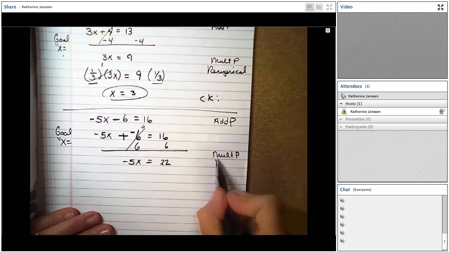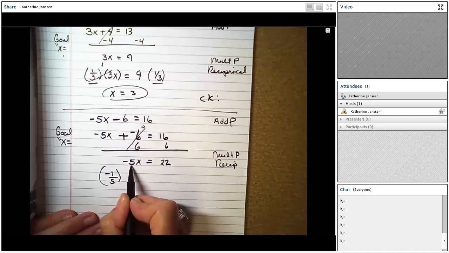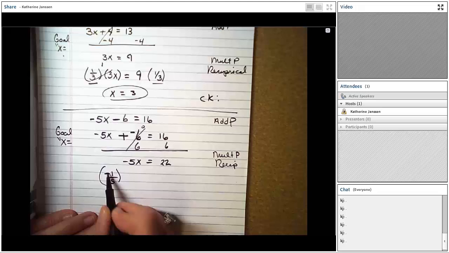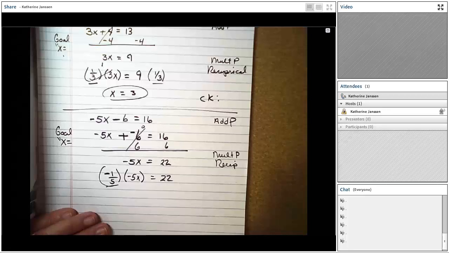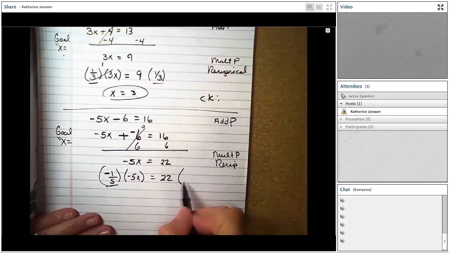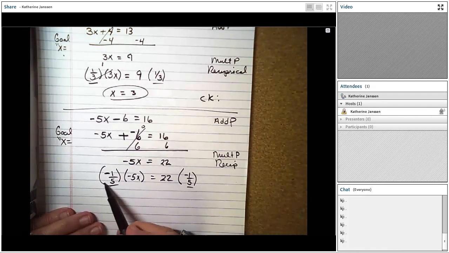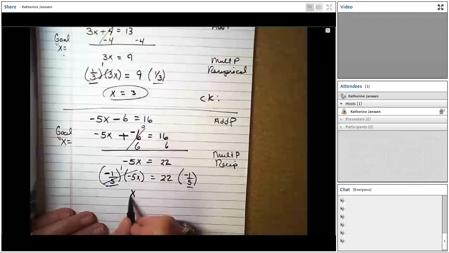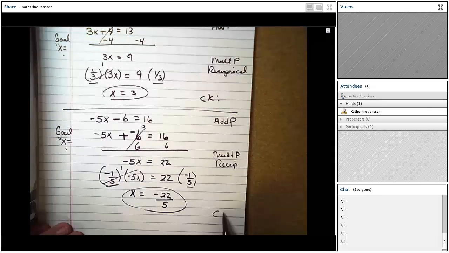To multiply by the reciprocal, negative 1/5. Remember, the reciprocal of negative 5 is flip it and keep the sign. But if I multiply by the reciprocal on this side of the equation, I'll have to multiply by the reciprocal on this side of the equation. Multiplying reciprocals goes to 1. 1 times x, x equals, that's good, getting close to my goal, but I need to tidy up this side of the equation. And I get negative 22/5. And you can check, substitute back into the original equation and solve.